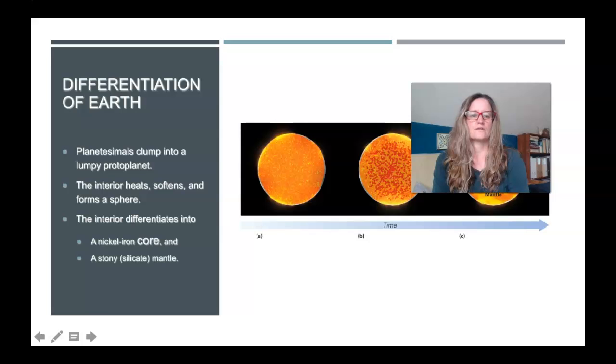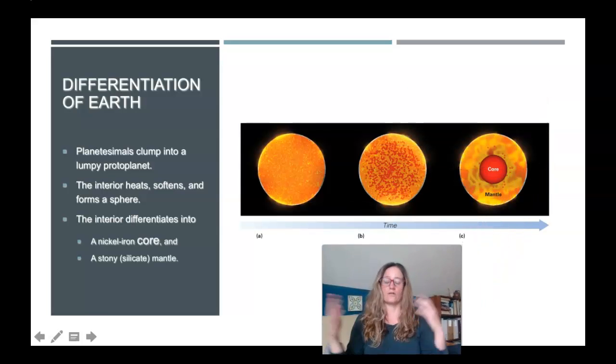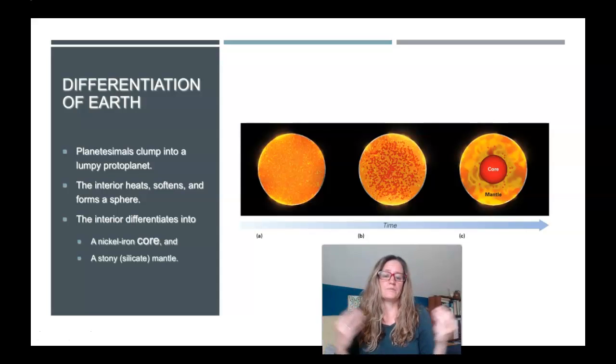The Earth then formed, all the planets formed, from the planetesimals. They came together. They clump into what's called a protoplanet.